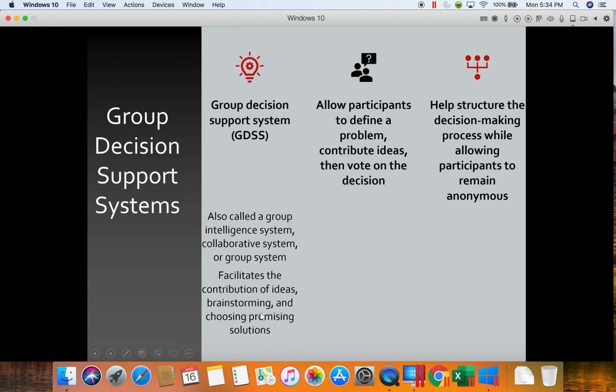So group decision support systems are things that we talked about when we were looking at collaboration. When a team of people need to make decisions, they can utilize these group decision support systems. They're sometimes called collaborative systems or group intelligence. They facilitate contributing of ideas and brainstorming between all of the individuals so that hopefully as we're all putting in ideas and we're all contributing, then we vote on a decision and we end up with a much better decision and a better outcome than had each of us tried to do it on our own.